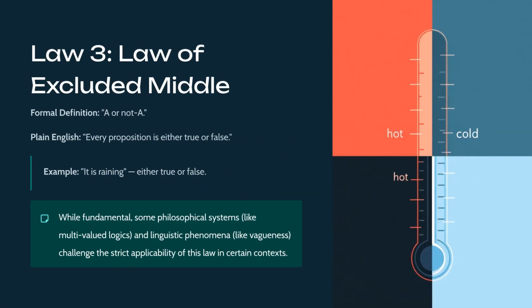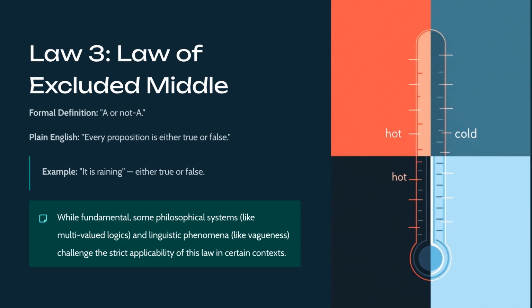Law 3 is the law of excluded middle, A or not A. Every proposition is either true or false. While fundamental, systems like multi-valued logics and concepts like vagueness challenge its strict applicability.